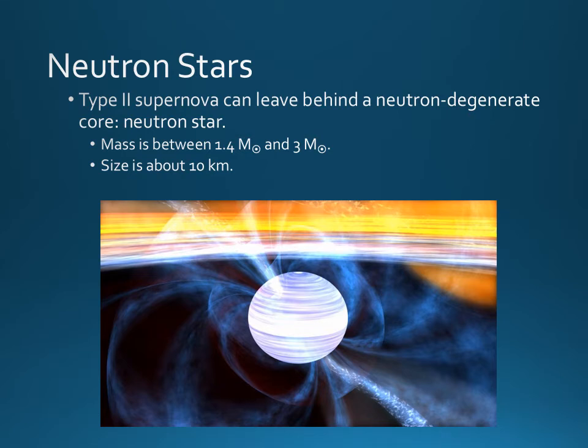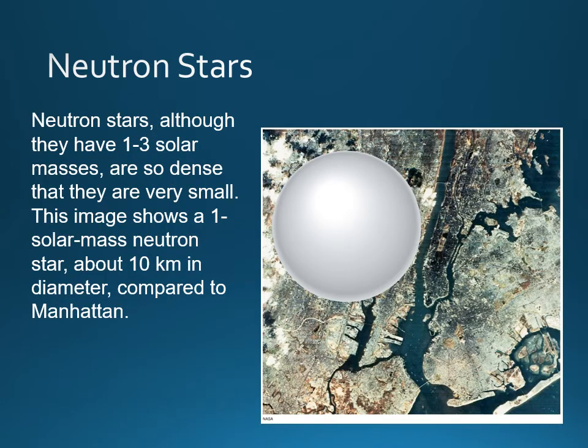The collapse is halted when neutrons are packed as tightly together as the rules of quantum mechanics allow. The core is now neutron degenerate, with a mass between 1.4 and 3 solar masses, but with a diameter of only 10 kilometers. Compare a ball that is 10 kilometers in diameter to Manhattan. The ball has 1 to 3 solar masses. That makes it 1 billion times denser than a white dwarf and 1,000 trillion times denser than water.